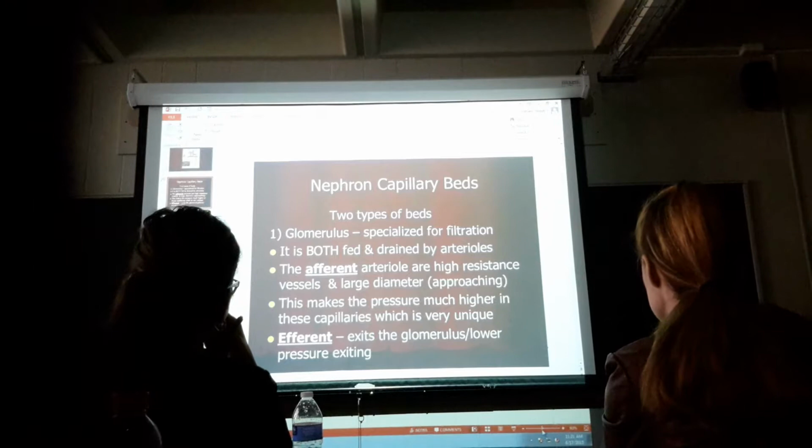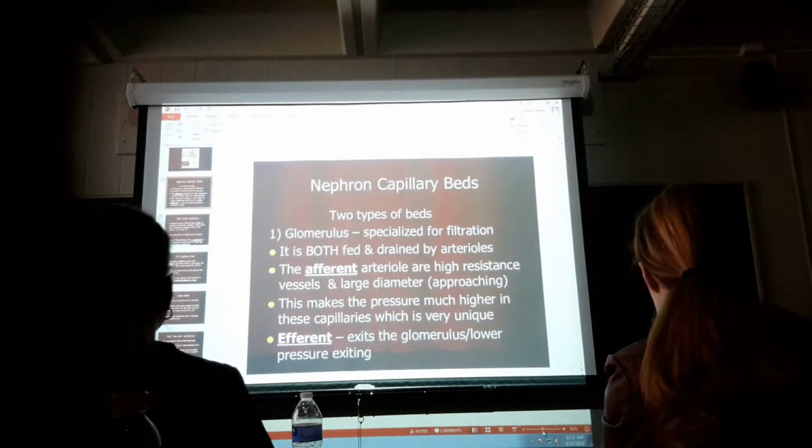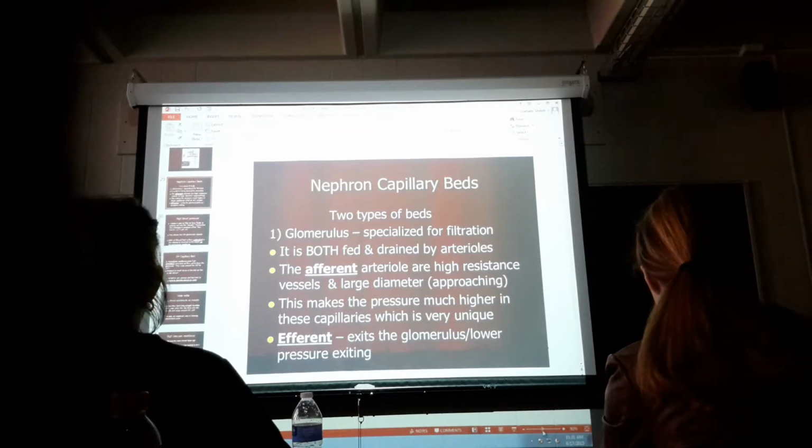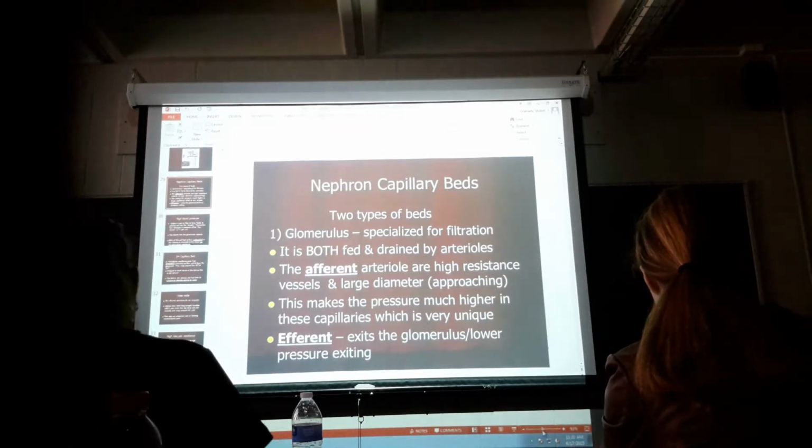So nephrons have two capillary beds. The glomerulus specialized for filtration is unique in that it's fed and drained by arteries. The afferent arteriole is a high resistance vessel going in, has a large opening, so we're getting a lot of fluids in, that's the idea.